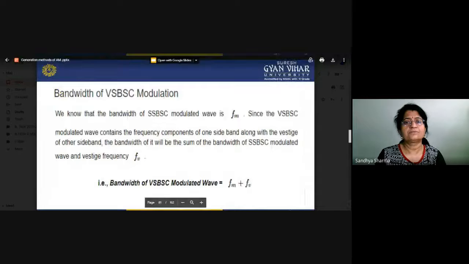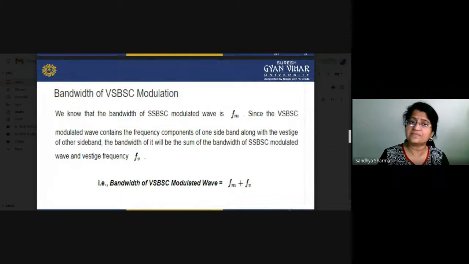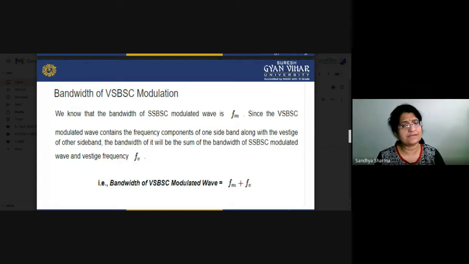So as you can see, if you are working on the double sideband suppressed carrier, your bandwidth requirement will be 2 fm. If you are working on the SSB-SC transmission, your bandwidth requirement is half of that, that is fm. But what will happen when you are working on the VSB-SC modulated wave?